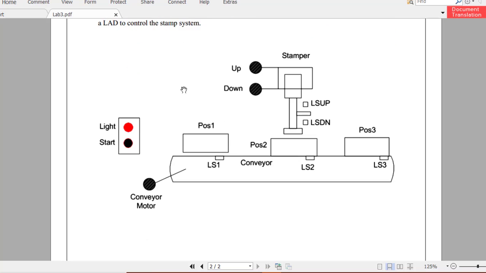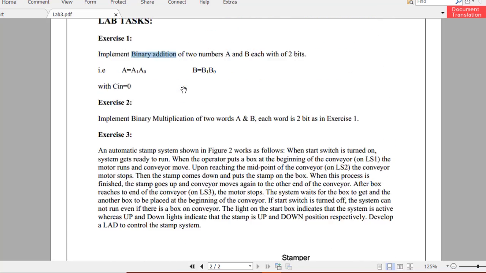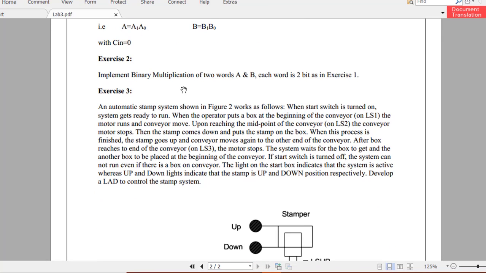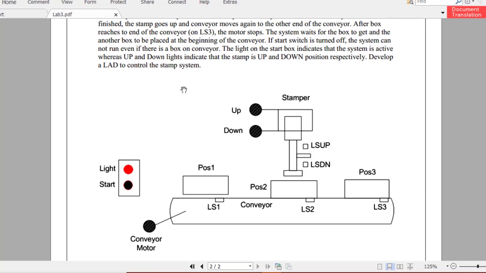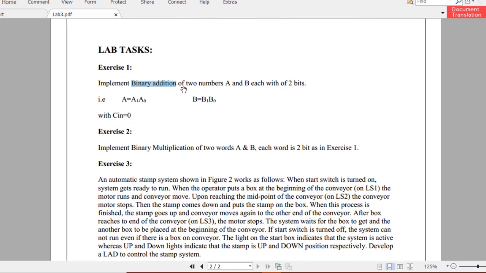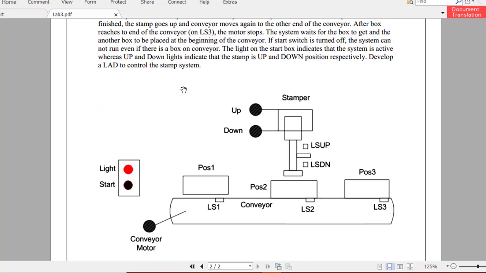So what you need to do is control this stamp system using this internal utility relay logic, and you'll implement this on Logix Pro on the ladders, and this is what you need to do in the lab. If there's any confusion or any query, you can ask me and I'll be there to help you out. But you need to remember that the intermediate outputs, wherever you are going to need them, will be implemented through internal utility relays.